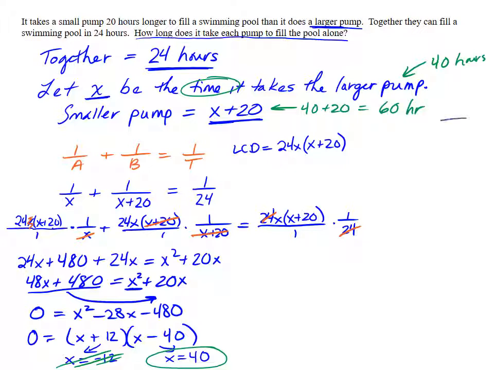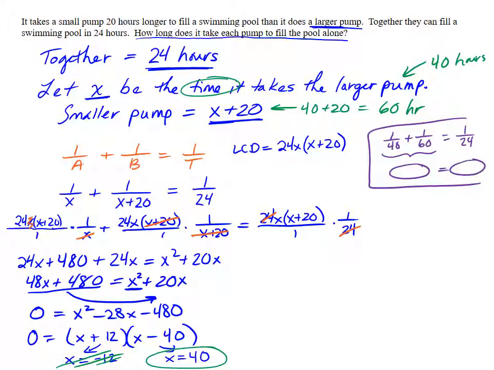If we wanted to do a little check of that, you could go ahead and say, well, is 1 over 40 plus 1 over 60 really equal to 1 over 24? You could throw that into the calculator and see that those two values end up being the same. I'll leave that for you to check, but it does work out.